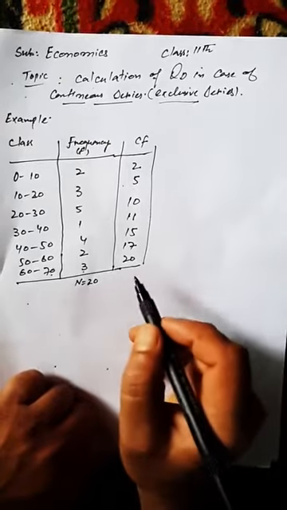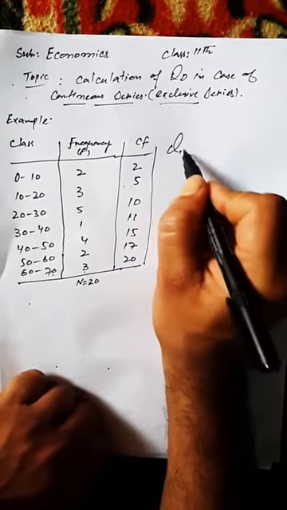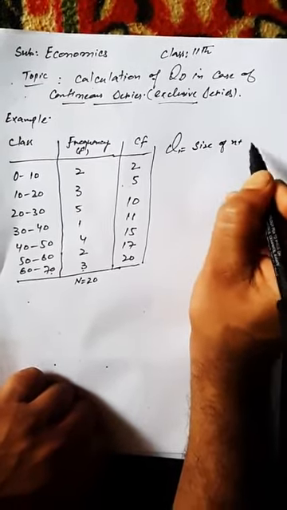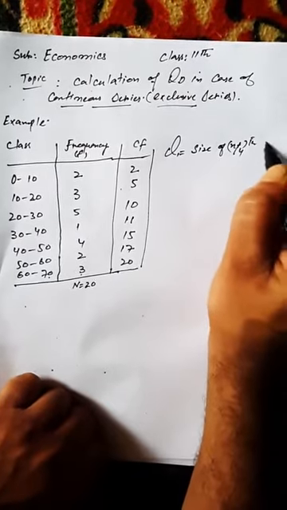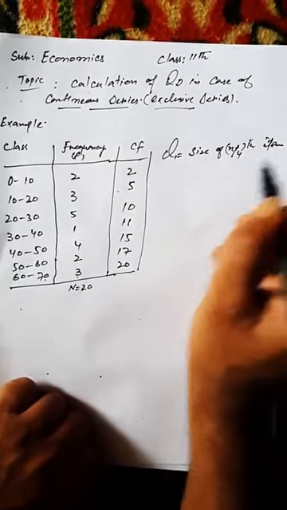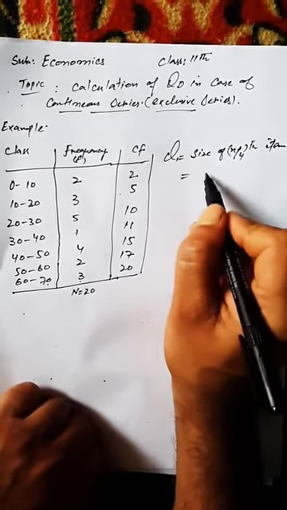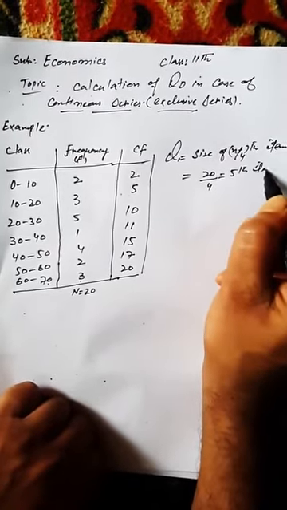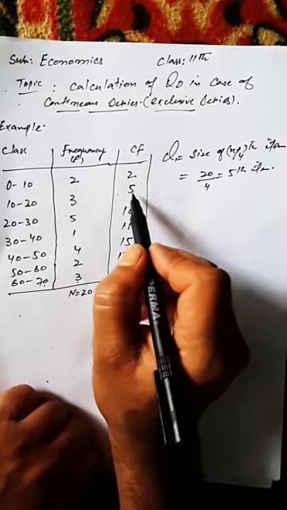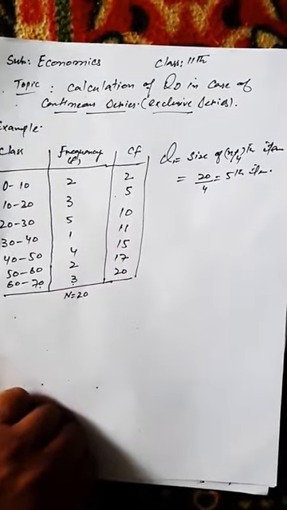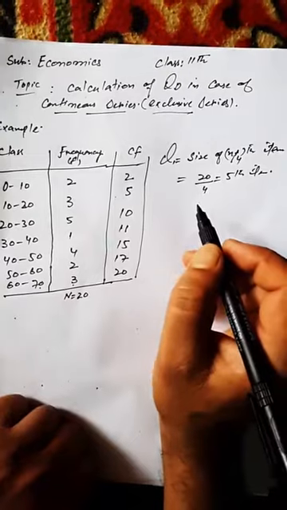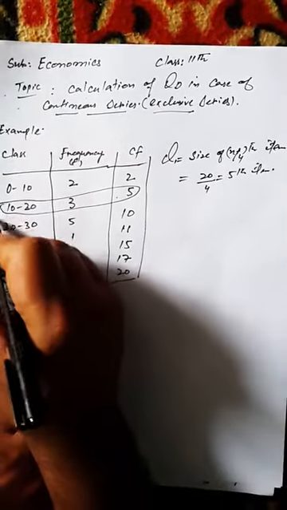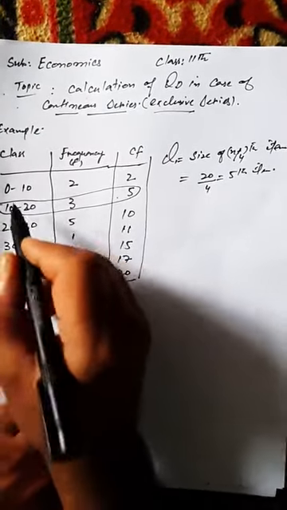Now first of all we have to calculate Q1. The formula for calculating Q1 is size of n divided by 4th item. N is here 20, divided by 4, that is the 5th item. So we have to find the 5th item here. The 5th item lies in the cumulative frequency of 5. So simply we can say this Q1 lies here in 10 to 20. This is the Q1 class.